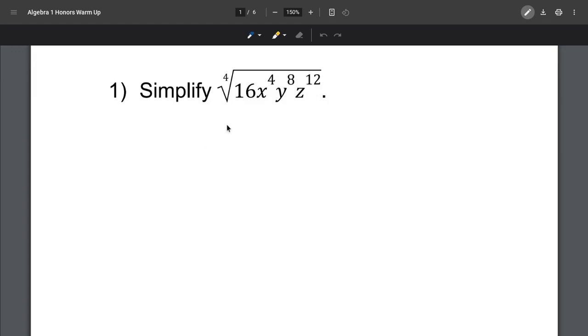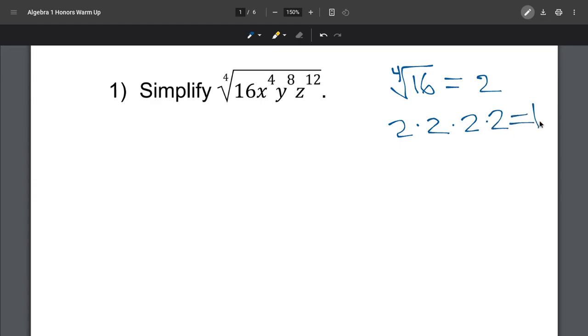Okay, so first off, let's take a look at the fourth root of 16. The fourth root of 16 is equal to 2, and the reason why is because if you take 4 2's and multiply them together, you get 16. So we're going to start with 2. Now the fourth root of x to the fourth is x, because if you take 4 x's and multiply them together, you get x to the fourth power.